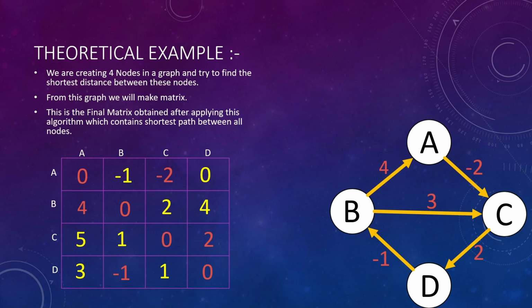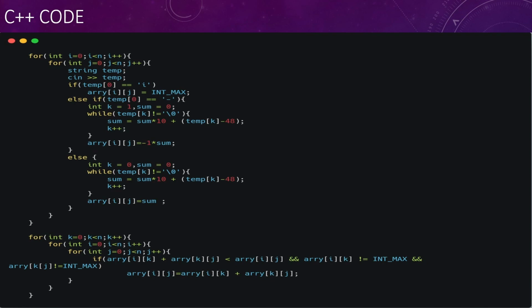Now, as I said, Floyd Warshall's algorithm is a big part of the dynamic programming world, which means we have to learn how to implement it in a programming language. For our video purposes, we will be choosing the language C++. Right here is the snippet of our code for Floyd Warshall's algorithm. As you can see, there are two parts to this code. The first part is this one, and the second part is this one.